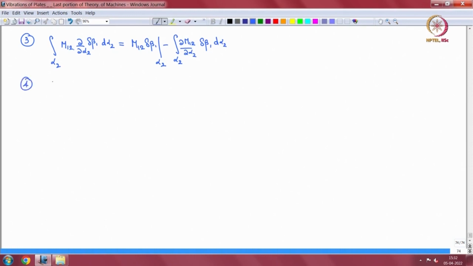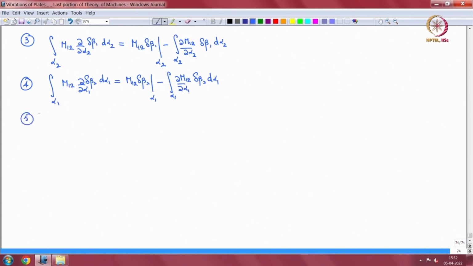From 4 we get the integral alpha 1 of M12 del alpha 1 delta beta 2 d alpha 1, which is equal to M12 delta beta 2 at the ends of alpha 1 minus the integral alpha 1 del M12 by del alpha 1 delta beta 2 d alpha 1.